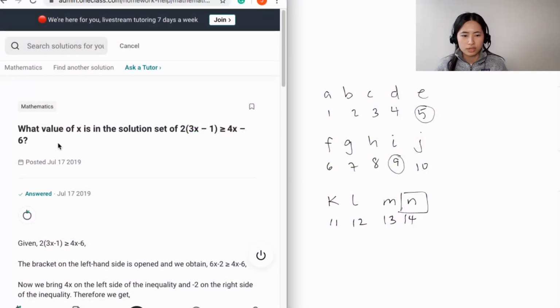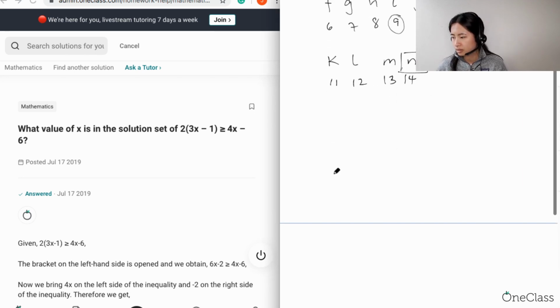Okay, great. So we have this question. What value of x is in the solution set of 2 times 3x minus 1 greater than or equal to 4x minus 6? Okay, so all you have to do here is make sure you solve for x, right?